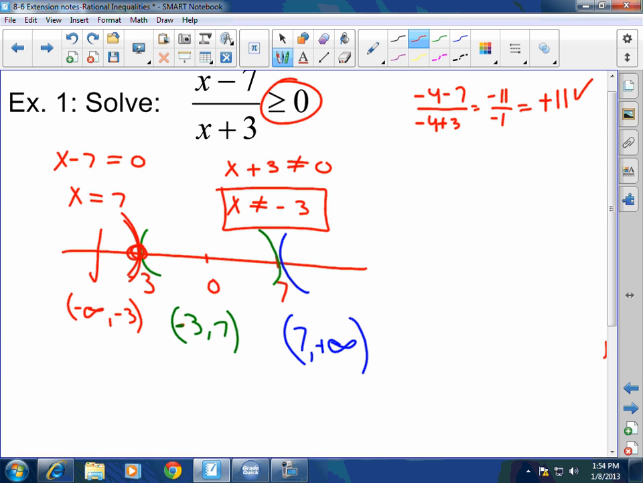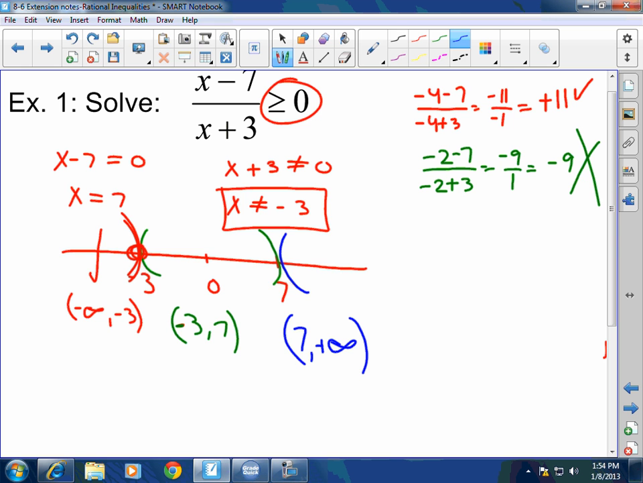Give me a value in the interval between negative 3 and 7, please. I'm going to use negative 2. Negative 2 minus 7 over negative 2 plus 3. That's negative 9 over 1, which is negative 9. So no, that is not a solution set because it's not positive.